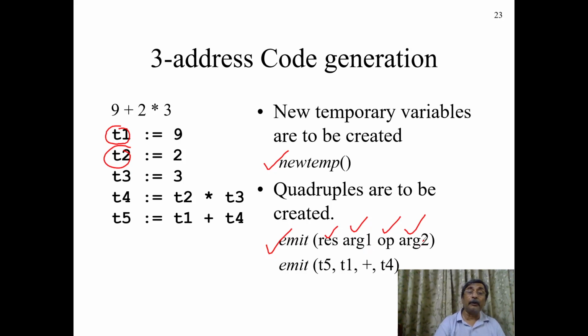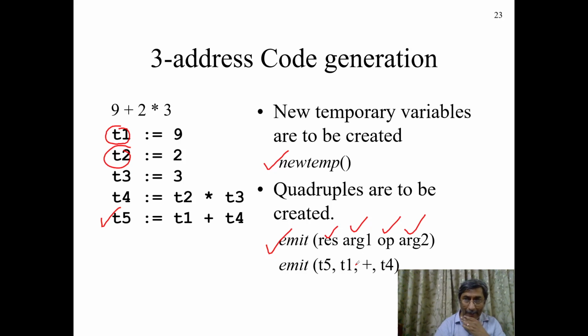So for example, if I want to write t5 equal to t1 plus t4, then the emit function will be called with t5, that's the result, t1 and t4, these are the two arguments, and plus, that is my opcode or operation. So these two functions will be used while writing the three address codes during reduction.